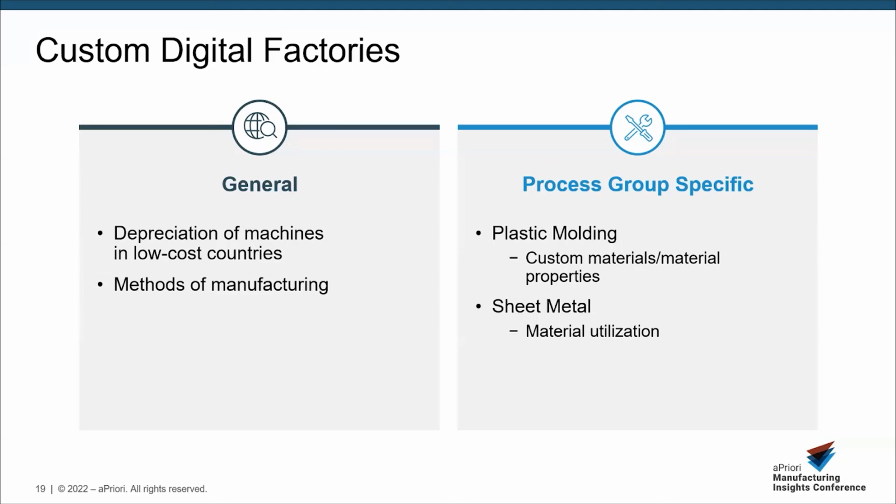There are any number of changes that you may need to make to slightly tweak the baseline aPriori logic. These items should hopefully come up during the data gathering phase, but if not, should come out during the testing and refinement phase. Having the skill set to modify these properties will allow you to incorporate these types of changes into your digital factory. So let's take the first example, deprecation of machines in low-cost countries, and dive into more detail.